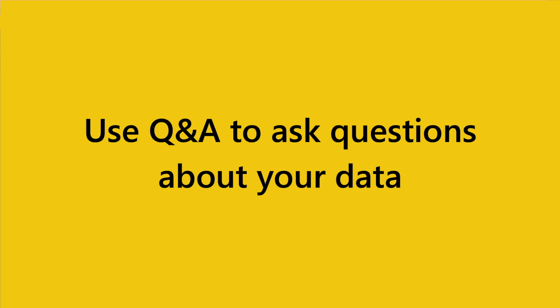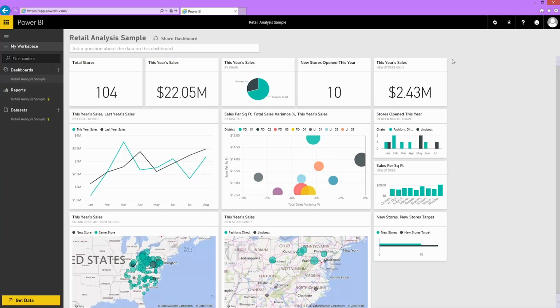Sometimes the fastest way to get an answer from your data is to ask a question using natural language. For example, how many opportunities did we close last year? Or how many new stores did we open by year? Q&A provides you answers to your questions in the form of a visual.